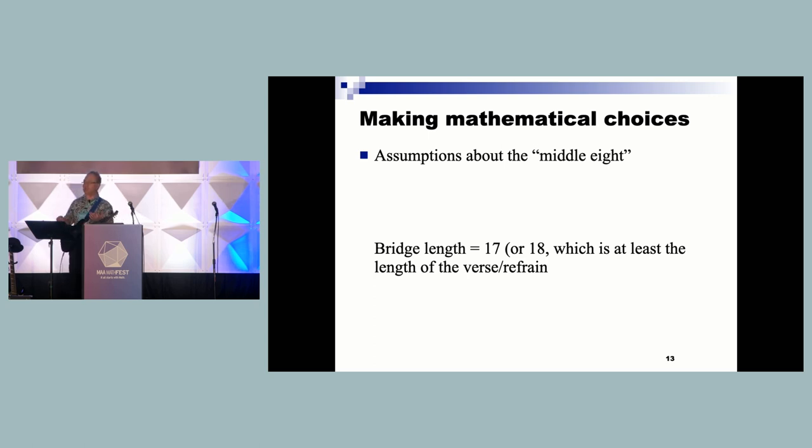But one of the assumptions I realized about a middle eight is typically the verses are 12 bars long or 16 bars long. The middle eight is always shorter. And I thought about, well, what about making a bridge section, a middle eight, that was as long or even longer than the verse chorus? So I intentionally did that. I think it works in the song, and it doesn't feel overly long. And yet that's the idea of taking a mathematical principle that I found, or assumption that's in the Beatles' canon of music, and twisting it to see what would happen if you broke those rules. So I have a bridge length of 17 bars, and sometimes it's 18 bars. And it's at least the length of the verse refrain.